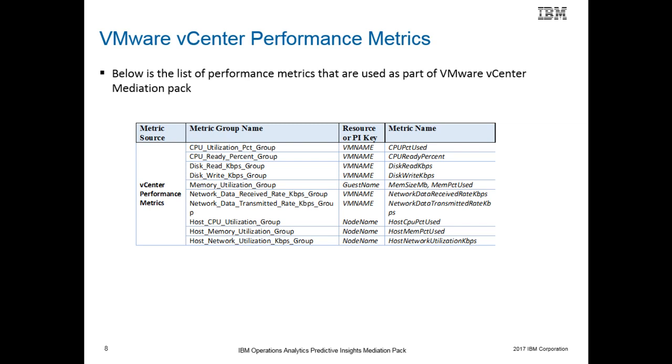The memory metrics are memory size in megabytes and percentage memory used. The network metrics are comprised of network data received and transmitted rates. The metrics that are used for the ESX hosts are CPU percentage used, memory percentage used, and host network utilization.